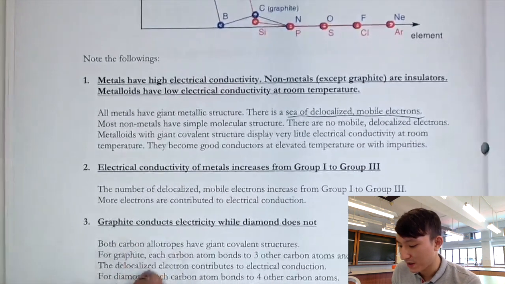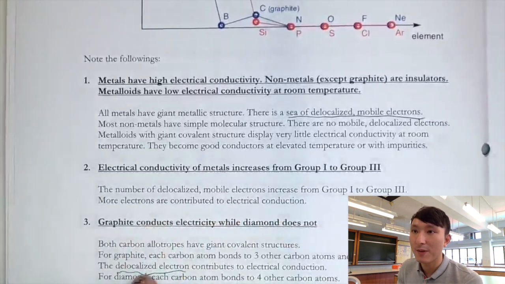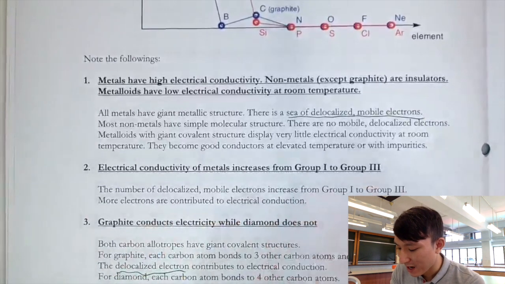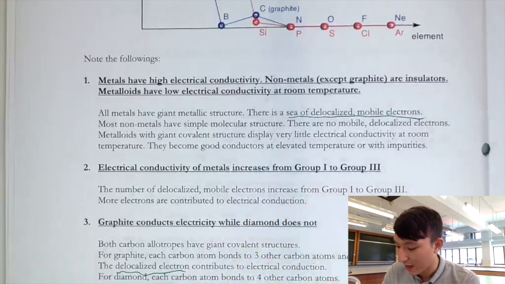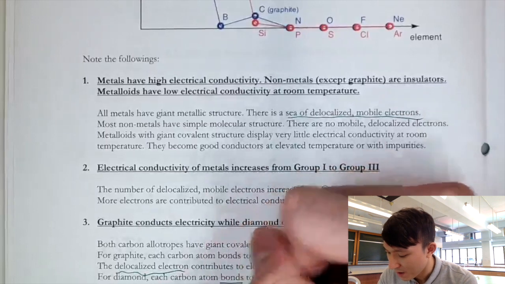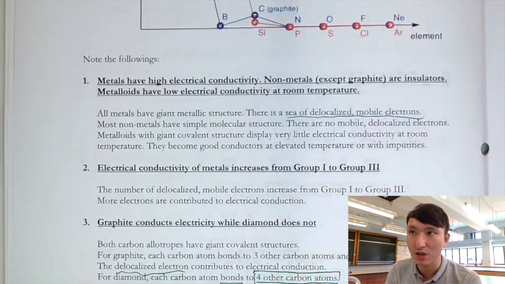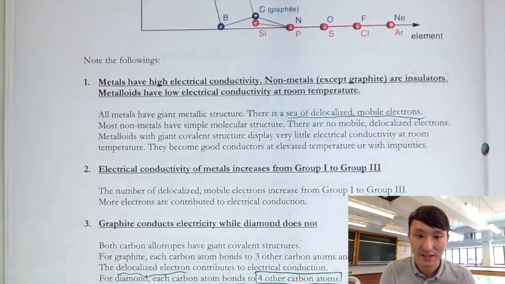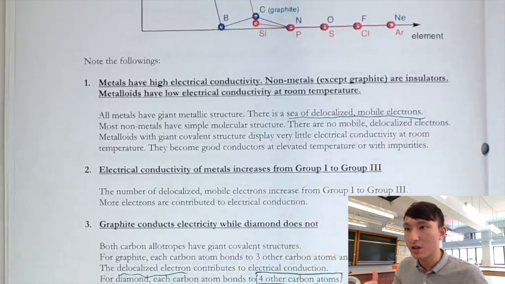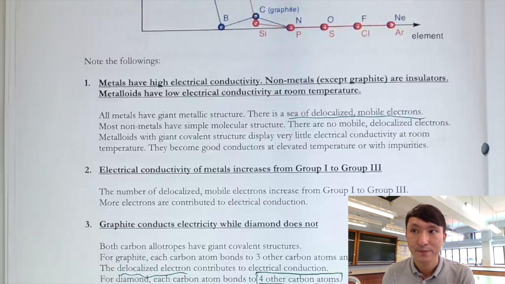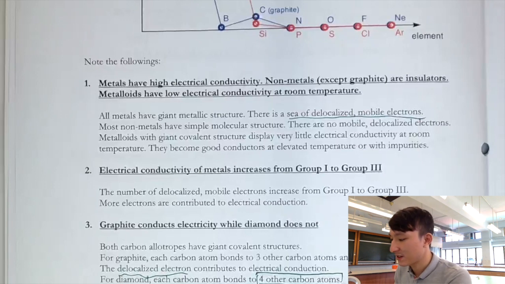Graphite conducts electricity because, again, it has delocalized electrons. The key is delocalized electrons. Diamond does not, because each carbon atom in diamond uses all of its outermost shell electrons to form covalent bonds. Okay, so it bonds with 4 other carbon atoms. So we say that all the outermost shell electrons have been confined in the covalent bonds, and they are not available to contribute to electrical conductivity. So that's why diamond has no conductivity.